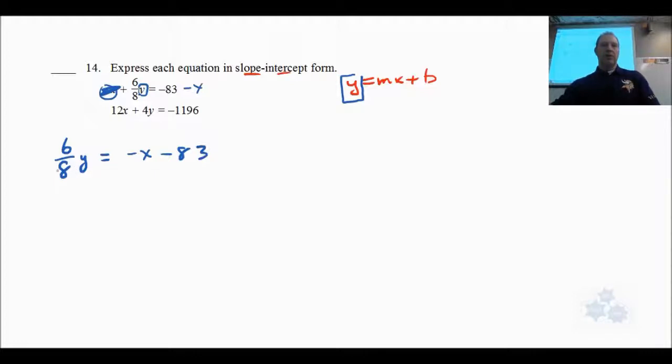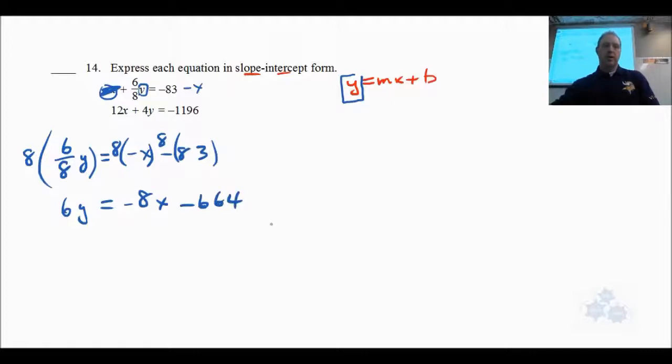So now you're going to multiply by 8 to get rid of the denominator. So everything gets multiplied by 8, right? And how you do this exactly is up to you, how many steps you show, how you think about it. This is the way you can get the answer here. What's 8 times 83? 664. Minus 664. Okay? Now we need to divide by 6.